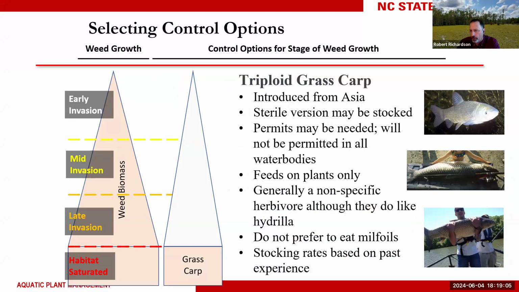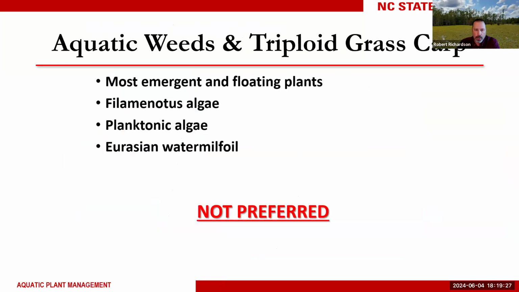So triploid grass carp would not be permitted by Wildlife Resources because they would be expected to escape into the sound and potentially feed on native vegetation in the sound and impact the environment over there. So, while they are a great option for controlling hydrilla in inland reservoirs, grass carp would be a very bad option for southern shores. And grass carp also do not like to eat Eurasian water milfoil. So they're going to eat everything else probably before they turn to Eurasian water milfoil. So they wouldn't be very effective anyway.